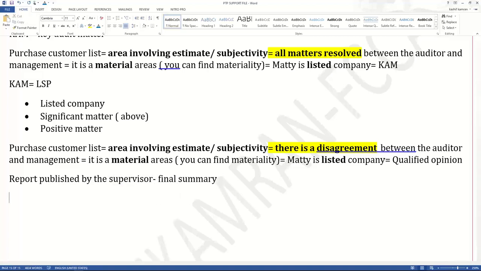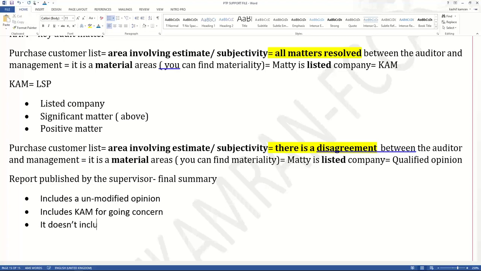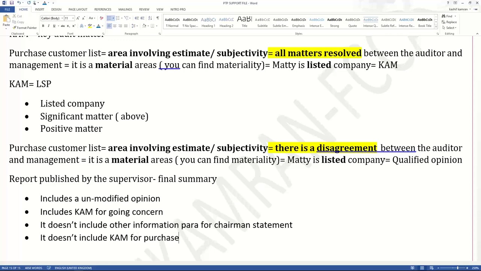First of all, the report published by the supervisor includes an unmodified opinion. Number one. The second, it includes CAM for going concern. Thirdly, it doesn't include the other information paragraph for the chairman statement. And fourthly, it doesn't include a key audit matter for the purchased customer list. So see the wrongs in the report.